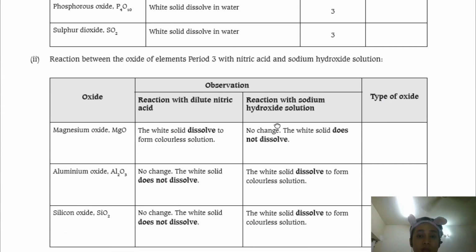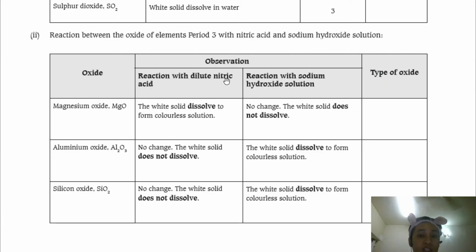Now this is the reaction between acid and also alkali. If you are a basic oxide, you will react with acid, so that is why here it dissolves. Here there are no changes, confirming that magnesium oxide is a basic oxide. For aluminium oxide, there's a mistake here. By right, because aluminium oxide is amphoteric, you should be able to see changes also.